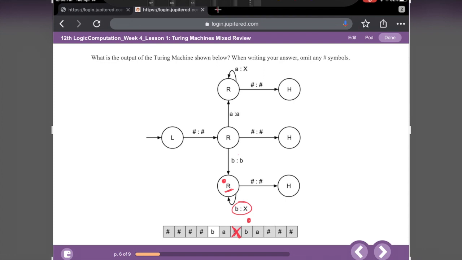Same logic here. We see a B, we replace it with an X, and then we go to the right. Now we're here on the tape. We see an A. What do we do? Well, we don't have any state transitions for that. So if you see any other symbol, you just follow the default instructions, which are stated here. You go to the right.